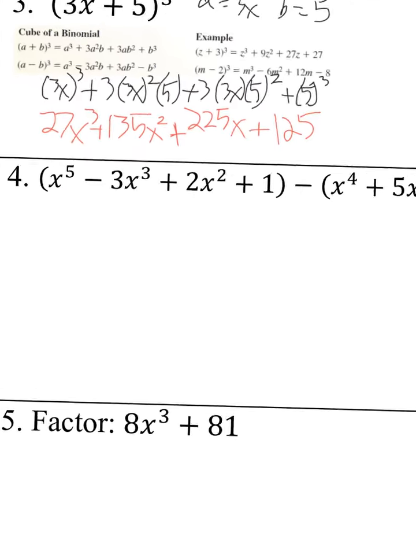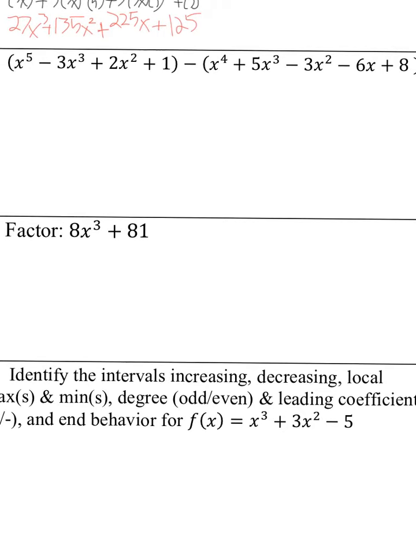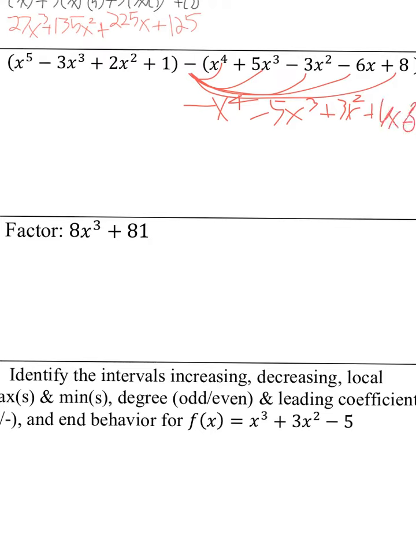Okay? So moving on, number 4 is just a subtraction problem. So distribute that negative if there's a minus sign. If it's a plus sign, absolutely nothing will change. You'll see two things are in parentheses. Just make sure you add like terms and don't add something with a non-like term. But if I were to rewrite this, it's minus x to the fourth, turns into minus 5x to the third, turns into plus 3x squared, plus 6x minus 8.